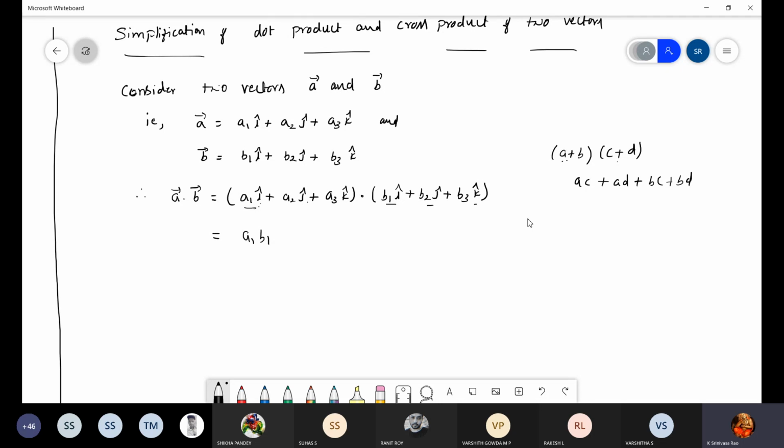That's it. And the answer gives A1 B1 plus A2 B2 plus A3 B3. Okay, this is the answer, and you should not write A1 B1 i cap, A2 B2 j cap. That becomes 0. That is wrong actually, because that's why I told you the very basics are very important. In a dot product, multiplication of two vectors with a dot means the vector vanishes, you will get only magnitude.